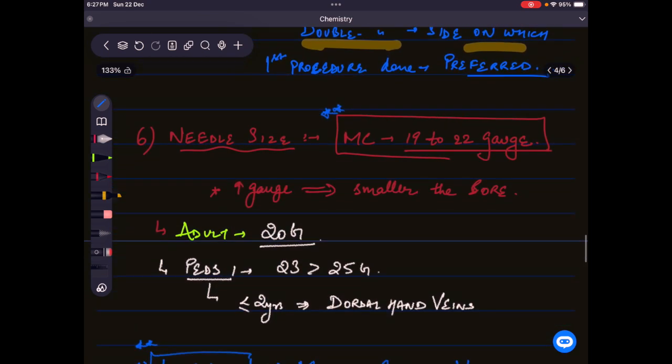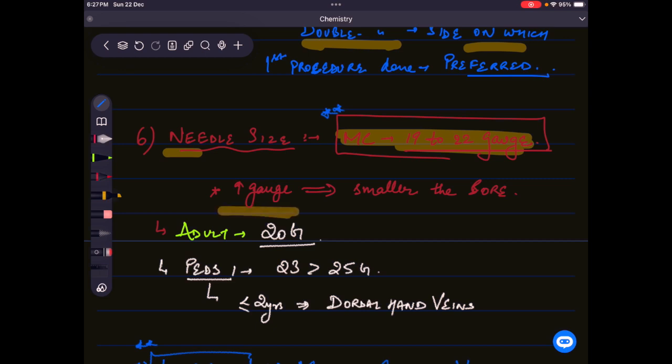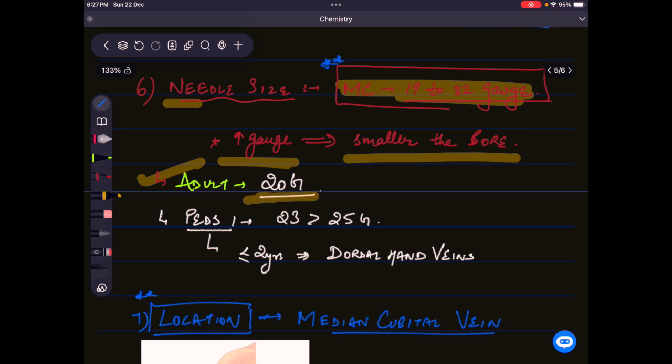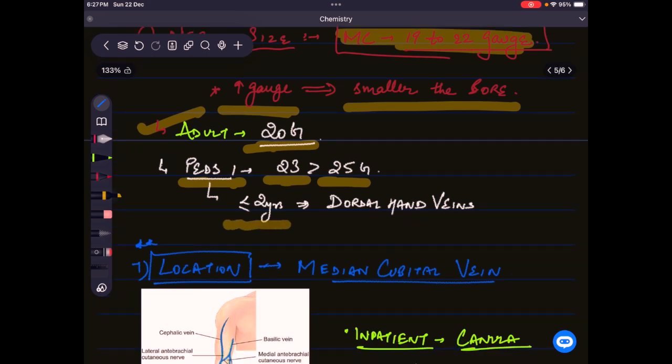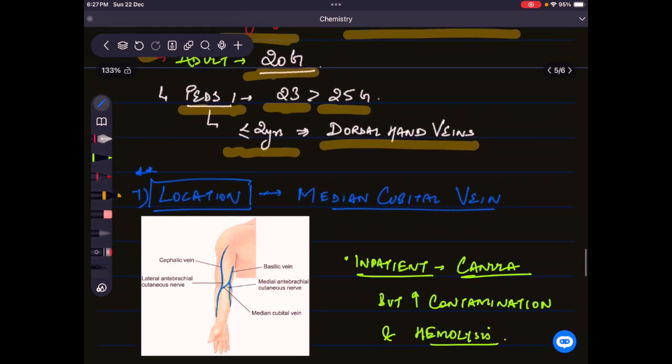Now the needle size. It is very important in the pre-analytical steps. The most commonly used needle size is 19 to 22 gauge. Now you all know that if the gauge is increased, the bore is smaller. More the gauge, smaller the bore. In the case of adults, a 20 gauge needle is preferred, and in peds, 23 gauge to 25 gauge is preferred. In the case of a child less than 2 years, dorsal hand veins are preferred over the arm veins.